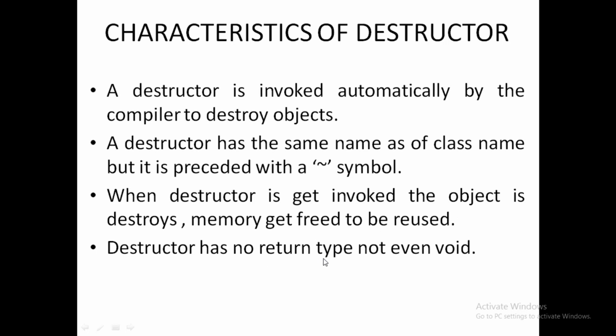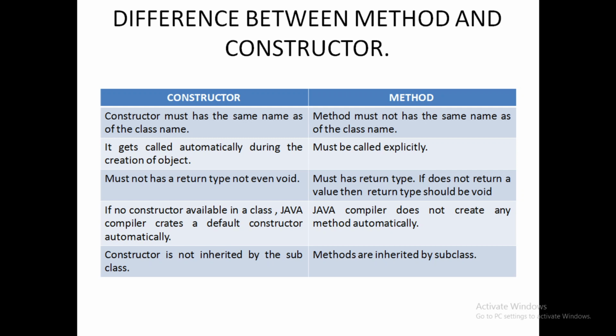A destructor has no return type, not even void. A destructor does not return any value, therefore it does not have any return type, not even void. And as it does not have any return type, there is no question of returning any value.